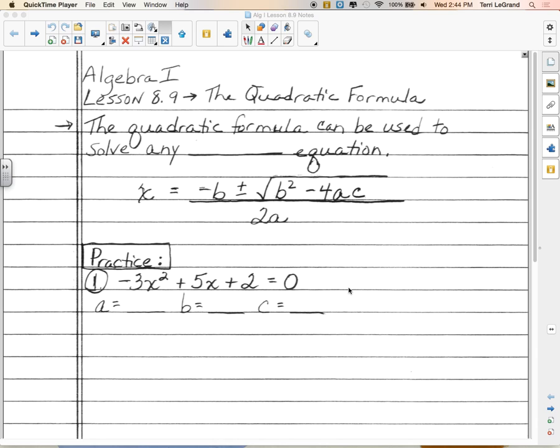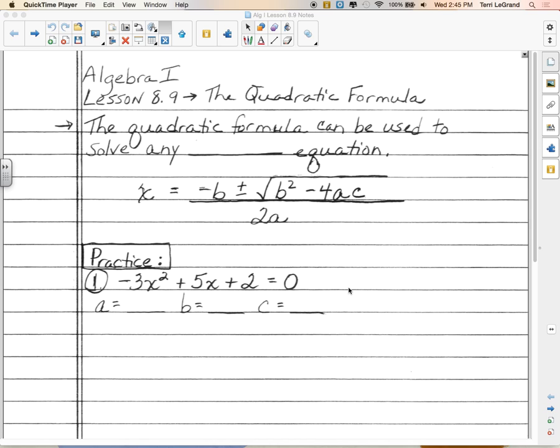We are moving on to lesson 8.9. We're going to skip over 8.8 because that's one of the ways of solving that I don't have to make sure you know this year. You can learn that later. So we will move on to solving using the quadratic formula. Okay? So our learning goal today: I can solve a quadratic function using the quadratic formula.